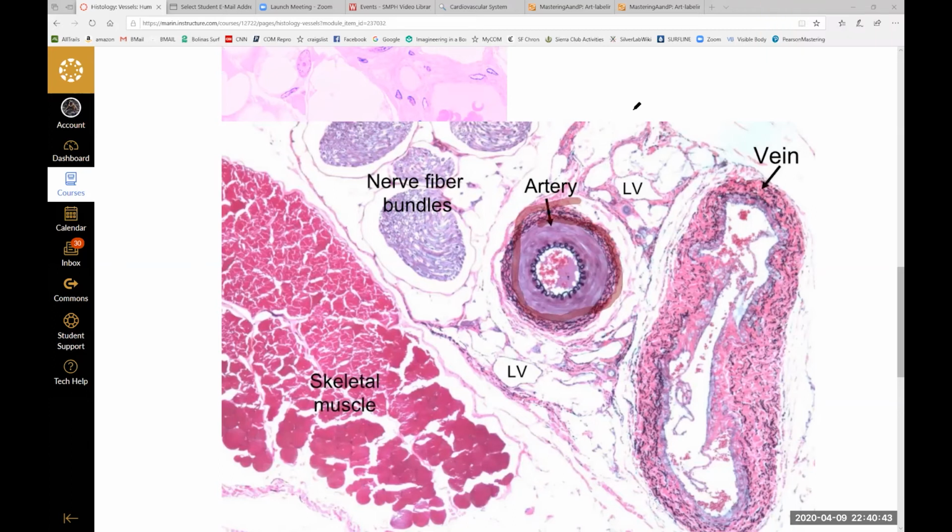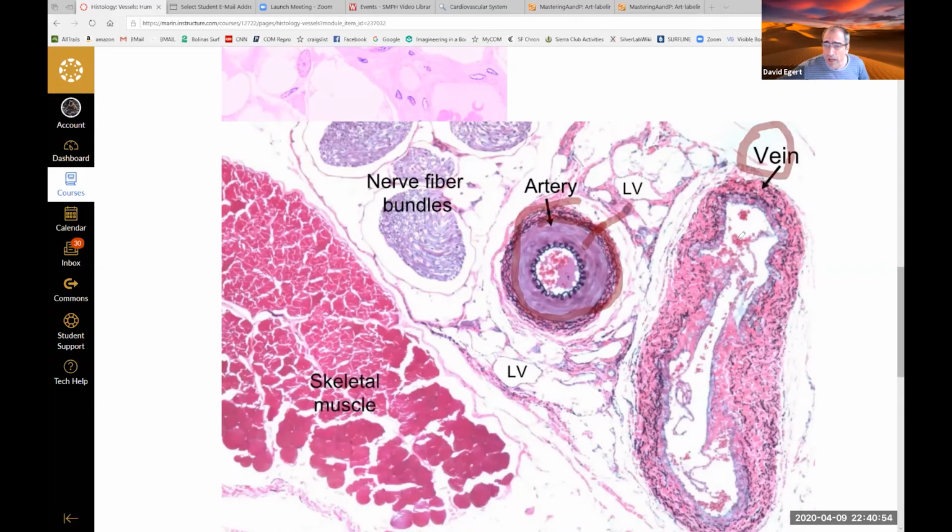It's maintaining its shape and it's got that thicker wall. The media, this thick smooth muscle making its wall. This vein is larger, it's floppier, the tunica media you can barely even see. It's mainly just kind of the connective tissue out here. The lumen is all collapsed in on itself.